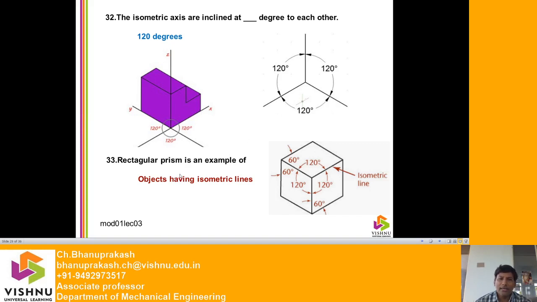Next one is the regular prism. A rectangular prism is an example of objects having all isometric lines. This is one of the best examples. A rectangular prism is an example of objects having isometric lines. All are isometric lines.